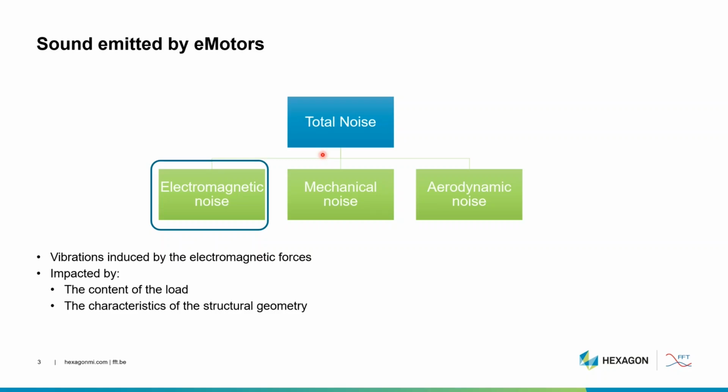Mechanical noise are all noise related to the gearing system that we will not cover today, but for which we have a solution. And aerodynamic noise would be the noise due to the flow turbulences, due to the rotation of the motor, for instance, where we could again rely on scFLOW information to compute aerodynamic sources. But let's focus on electromagnetic noise.